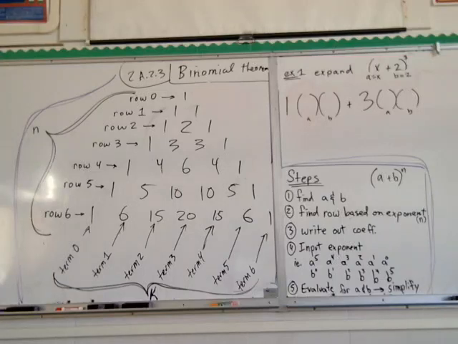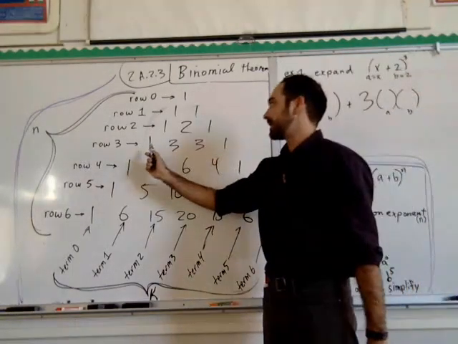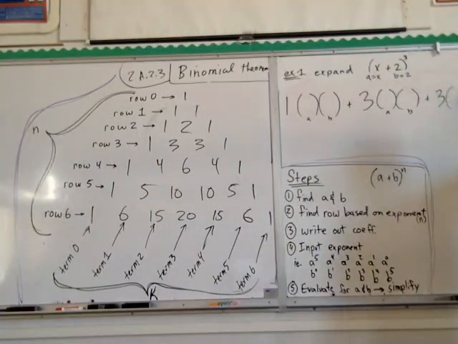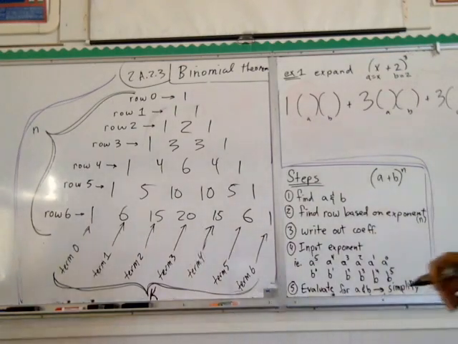Oh, we can fix this. What's my next coefficient going to be? I did 1, I did 3, what's next? 3. Plus 3, space for your A and your B. Plus 1, space for A and B. All right, looks like we're going to have to erase part of this because I'm going too far over.